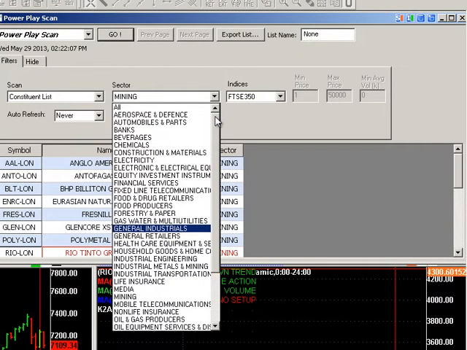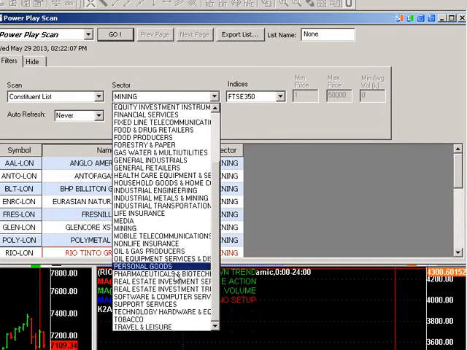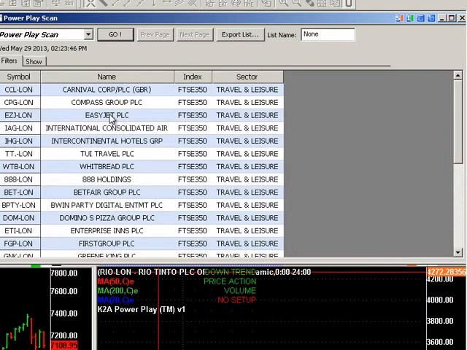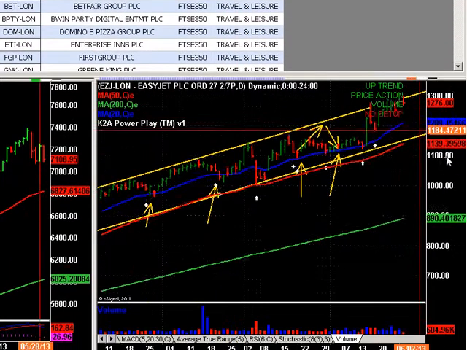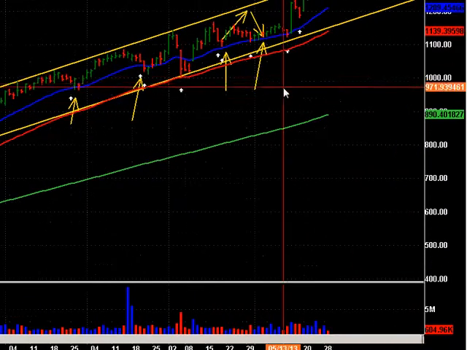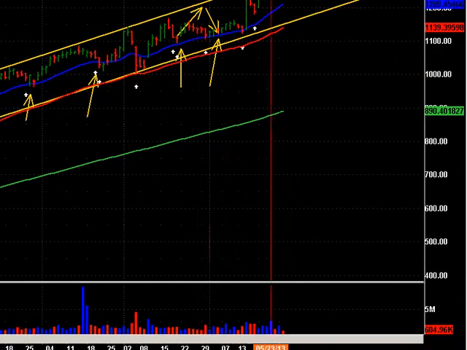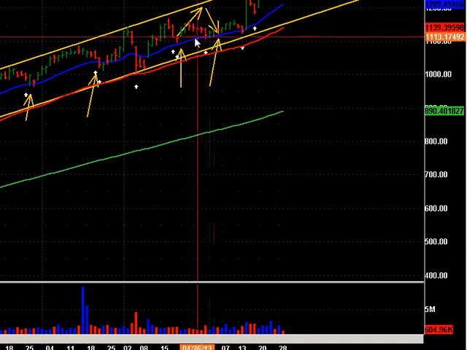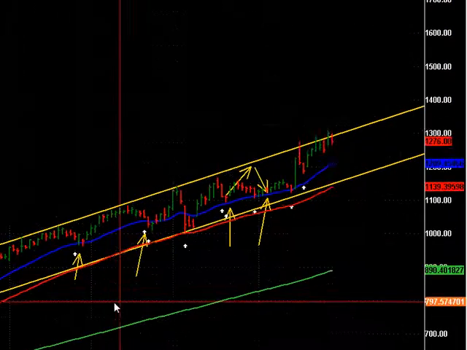Right. As I said, I made most of my money trading stocks. I had some big moves. For instance, EasyJet, still flying. There it is. As expected, came back up to the top of the channel again. It's been going up for a while.